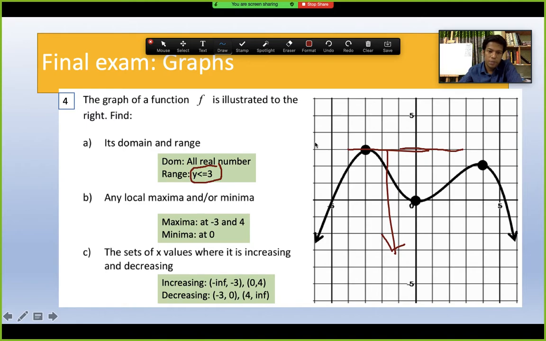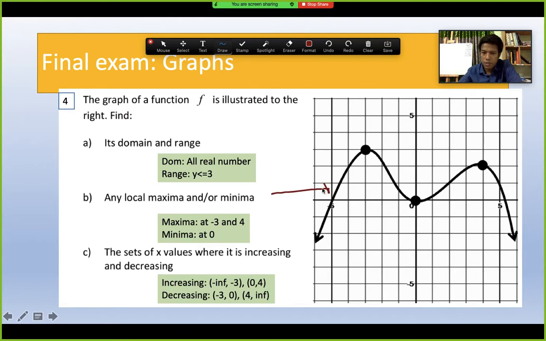What are the local maximum and minimum? You can see that this is a maximum and this is a maximum. These two are maximums, this one and this one. Local, of course, as you can see, this value is at -3 (1, 2, 3), at -3, and this value is at +4. And the minimum is this one, at 0. So they are the local maximum and minimum.